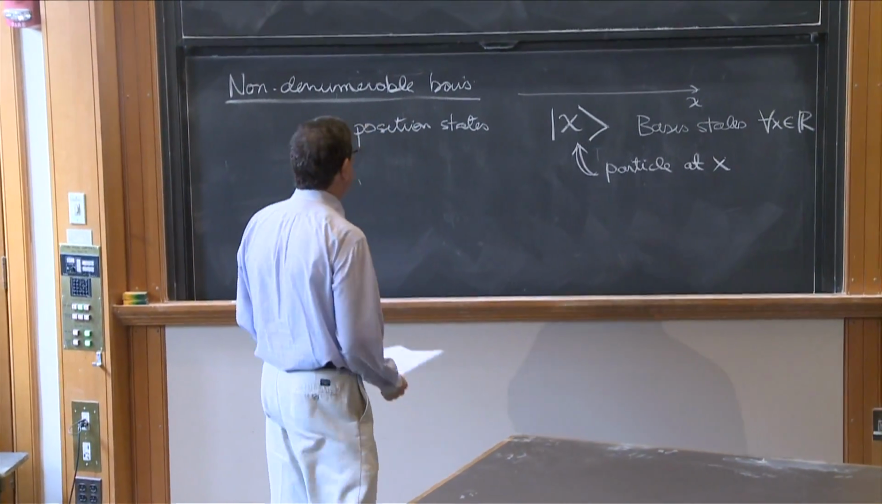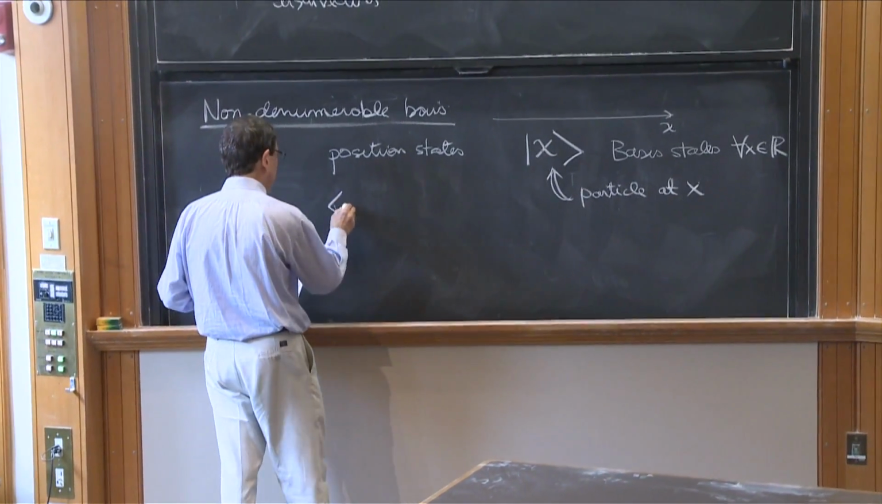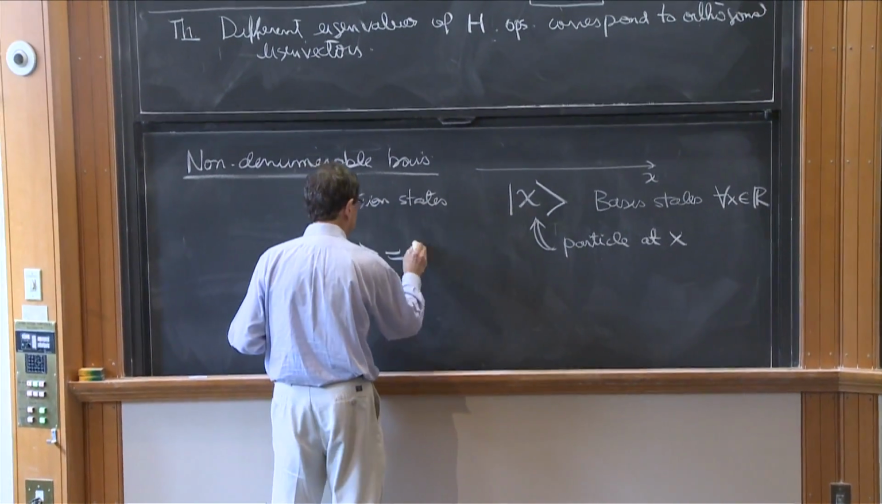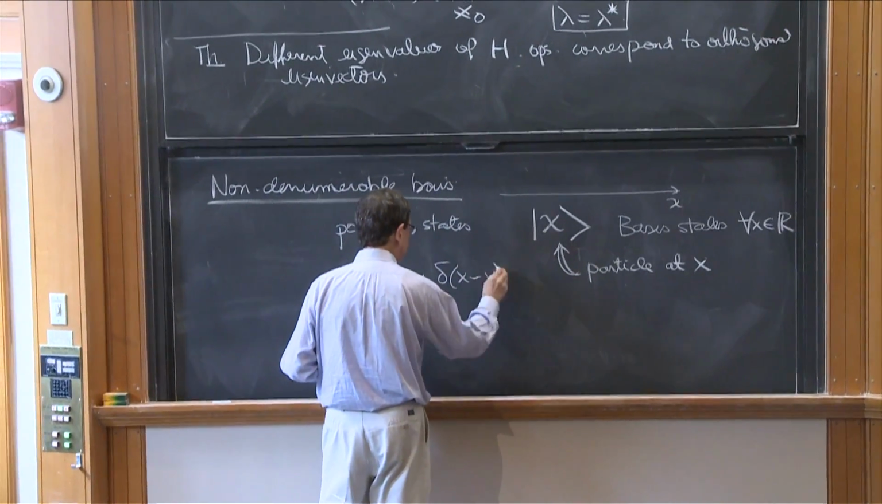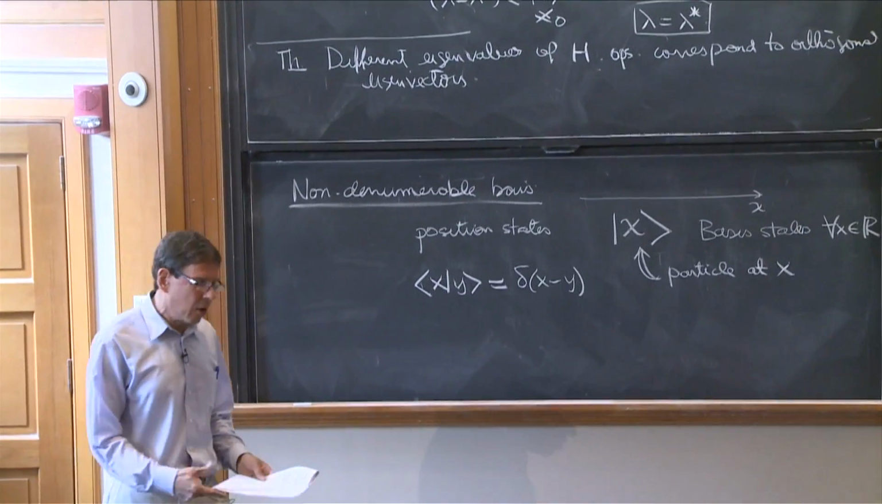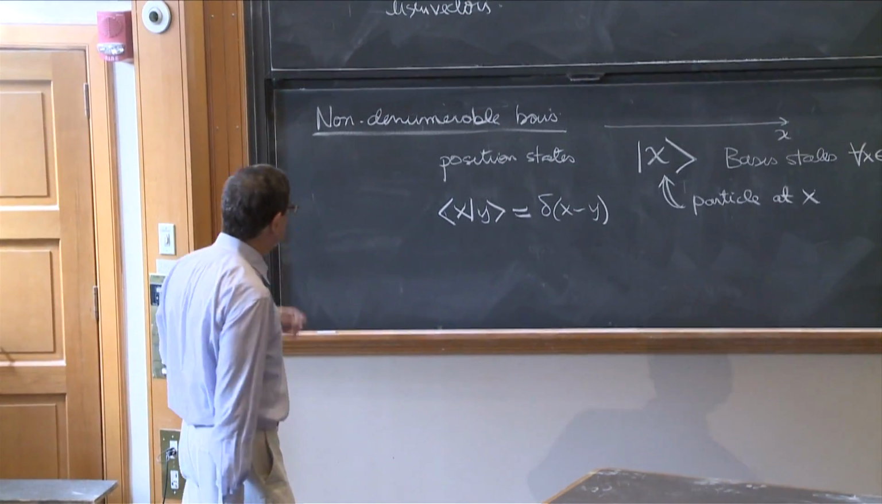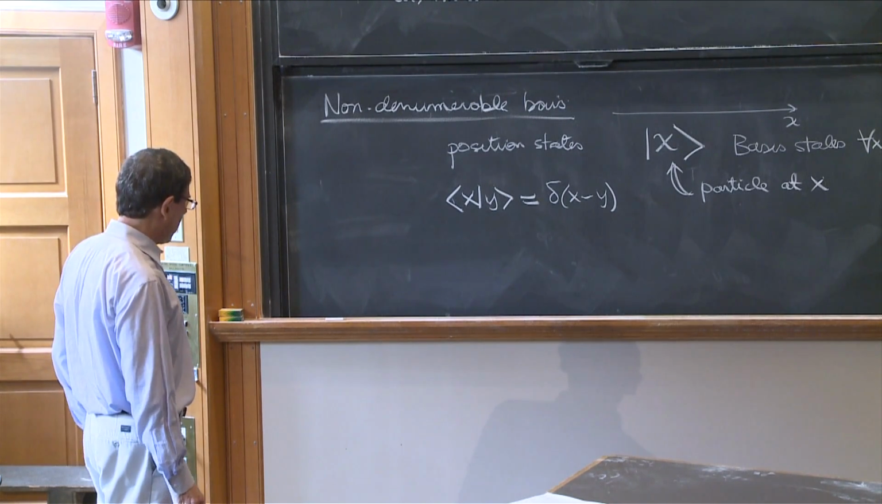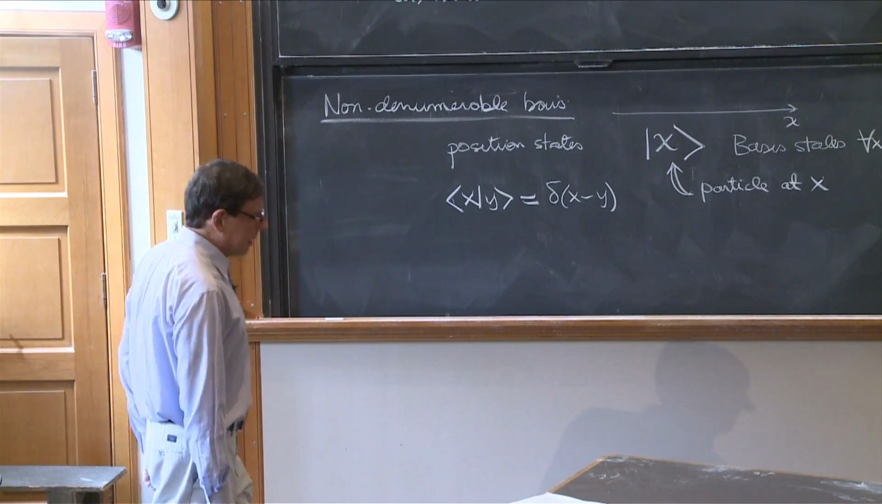So for the inner product, we will take the following. We will take ⟨x|y⟩ to be δ(x − y). That will be our inner product, and it has all the properties of the inner product that we may want.